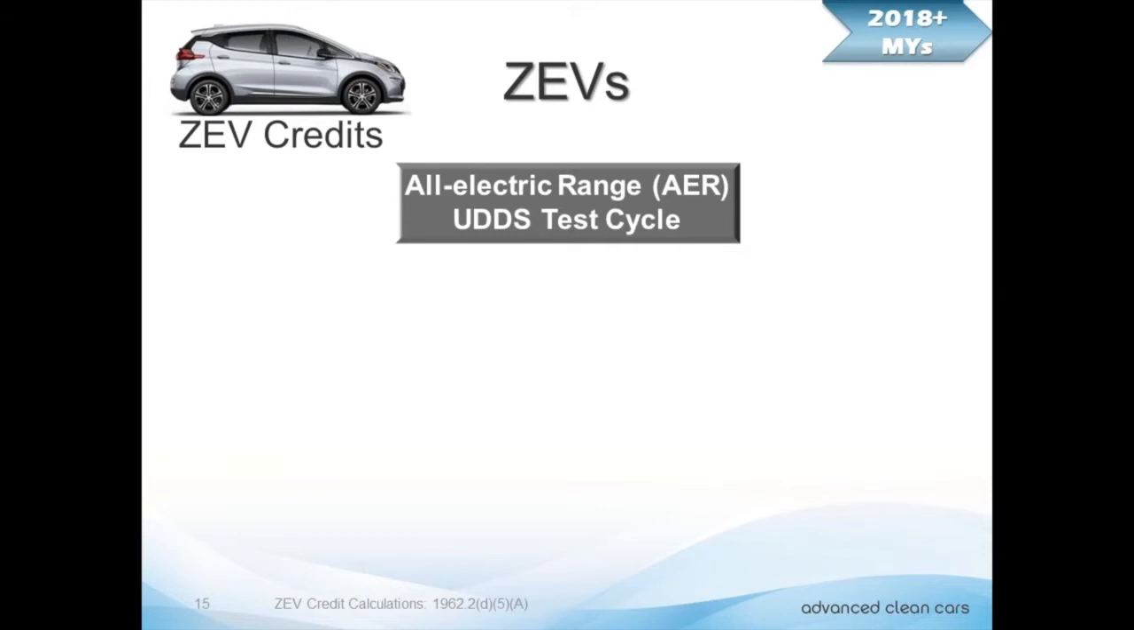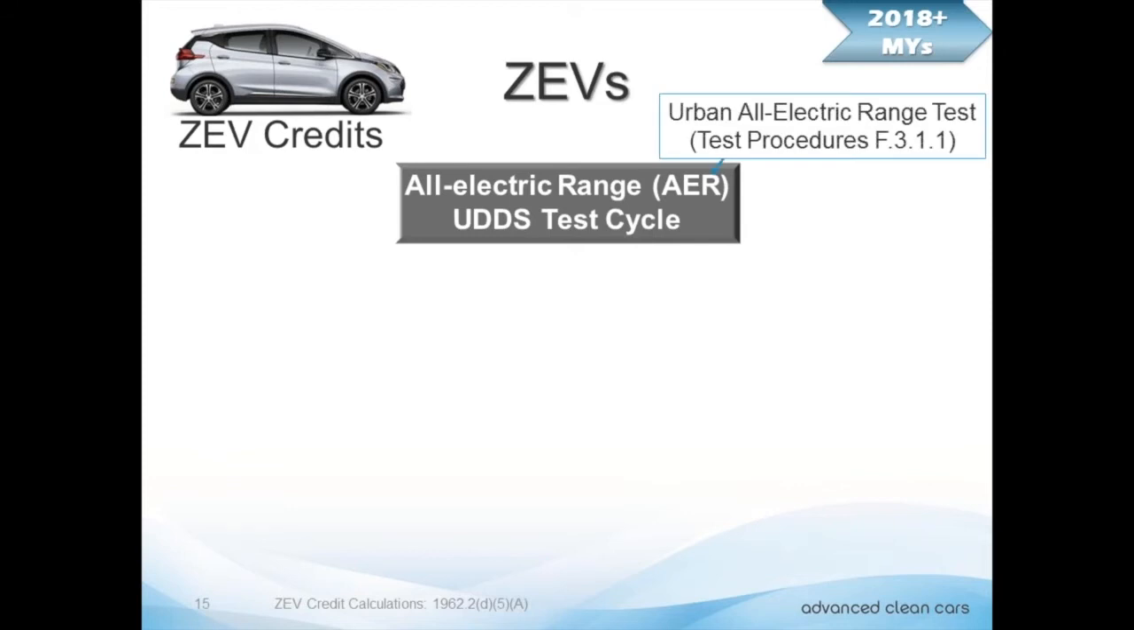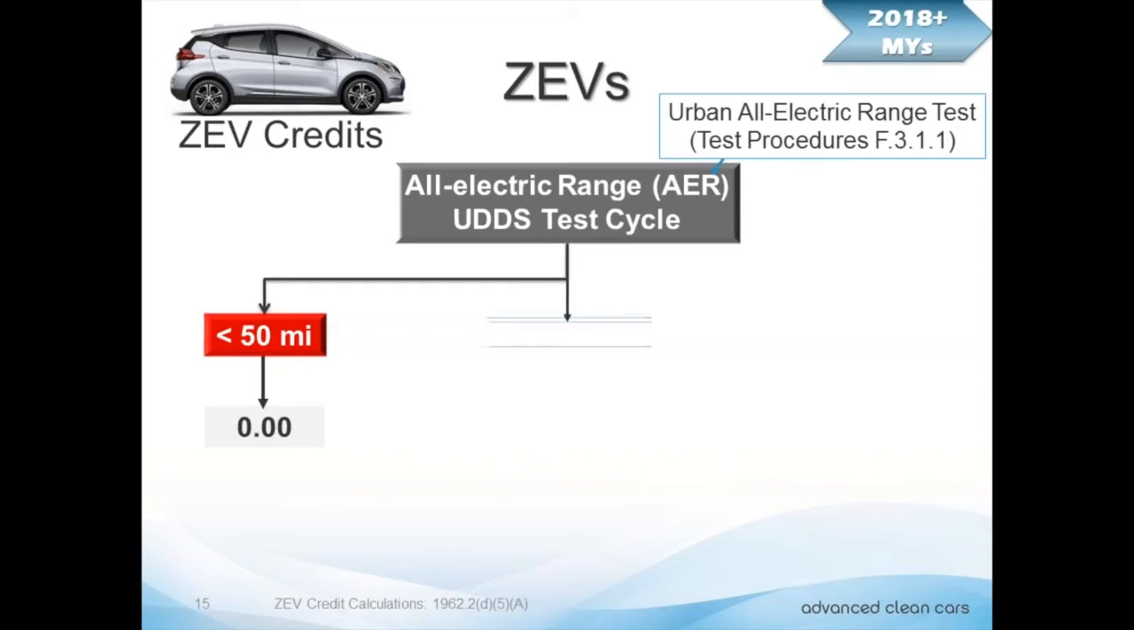The per vehicle ZEV credit value is based on the vehicle's all electric range, or AER, as determined on the UDDS test cycle. The AER is determined using the urban all-electric range test, as outlined in the California exhaust emissions and test procedures for 2018 and subsequent model year vehicles. This test measures the vehicle's total charge depleting range based on the UDDS test cycle. The AER lets you know if a ZEV qualifies for credits, and if so, how many.